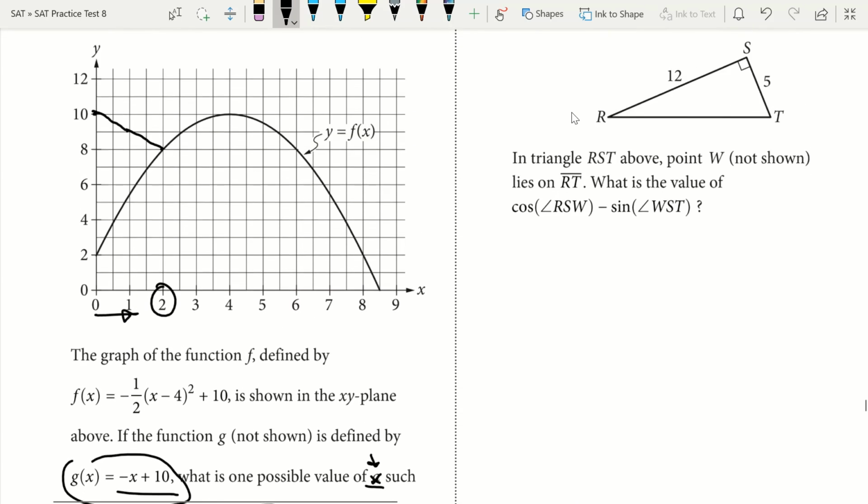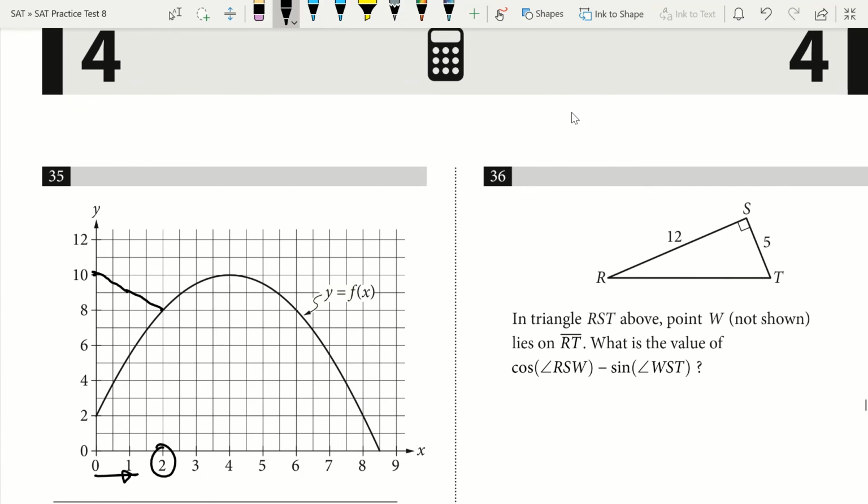I can go ahead and move on to question 36. In triangle RST above, point W, not shown, lies on RT. What is the value of cosine RSW? So I'll just go ahead and put this point on so you can see it, right? We'll just call W right here. All right. What is the value of cosine angle RSW?